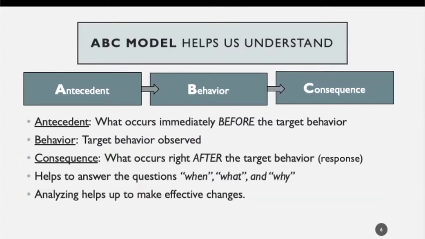We use something called an ABC model to help us understand behavior better. We look at what happens right before a behavior occurs. That's called the antecedent. Sometimes we call it a cue or a trigger to behavior. The behavior itself must be described in descriptive terms so that everyone on your child's team can understand and identify behavior the same. And then we look at the consequence, which occurs right after the target behavior. We sometimes call that the response. And these 3 things together is called a 3-term contingency, and it helps us answer questions like, when is the behavior occurring, what's actually happening, and maybe why.